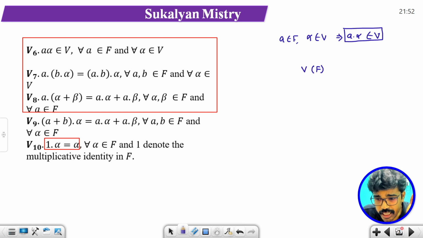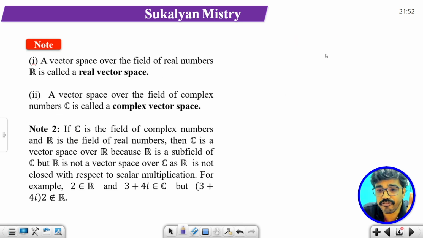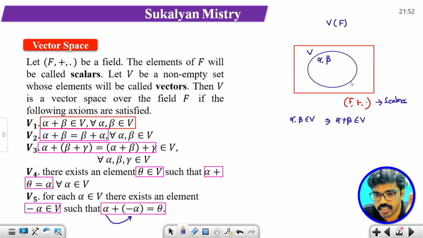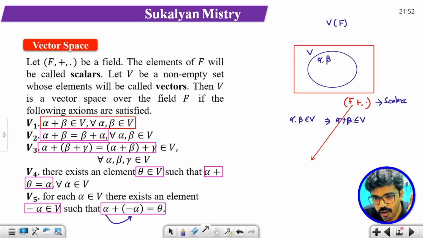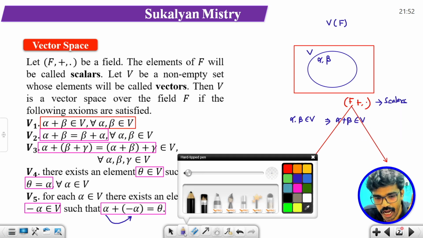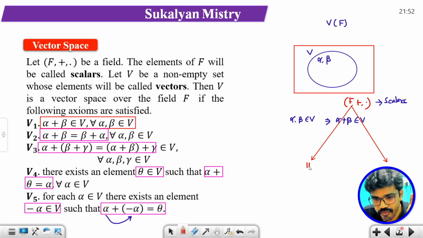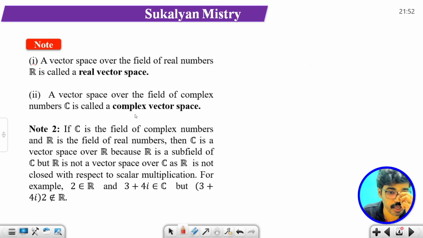Okay, now we discuss a very important point. দেখো এই যে ফিল্ডটা কনসিডার করছি, what are the possibilities? Either this field may be real or this field may be complex number. If the field is real, then we say real vector space, and if the field is complex, then it is called complex vector space. A vector space over the field of real numbers is called a real vector space, and a vector space over the field of complex numbers is called a complex vector space.